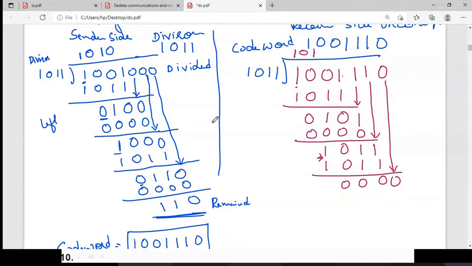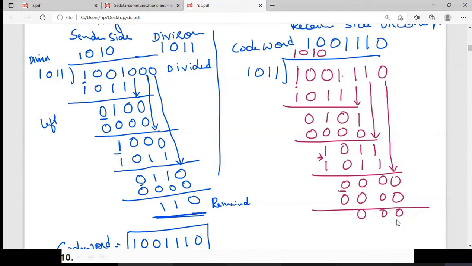You just proceed till no further division is possible. Till then you have to repeat the steps. So your leftmost bit is 0, so you need to write 0 in the quotient, 0 into the divisor. So all bits are 0. Then you just apply the XOR operation.